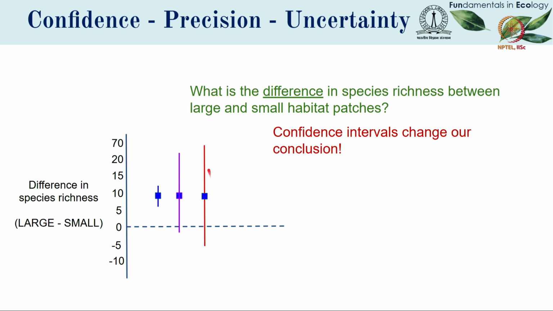The third case has the same mean species richness difference, however, an even wider confidence interval which includes both cases where small patches have more species than large patches, all the way to where large patches have more species than small patches. Here we cannot reliably make any conclusion about whether there truly is a difference in species richness between large and small patches in our study system.